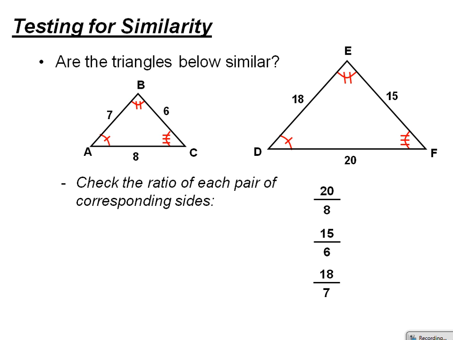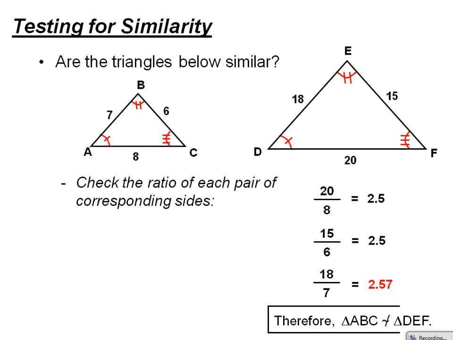Again, let's do the division. 20 divided by 8 equals 2.5. 15 divided by 6 equals 2.5. 18 divided by 7 equals 2.57. Because these three ratios are not equal in value, we can conclude that triangle ABC is not similar to triangle DEF.